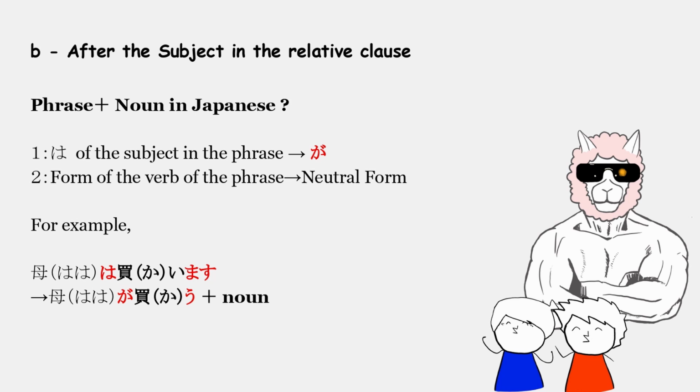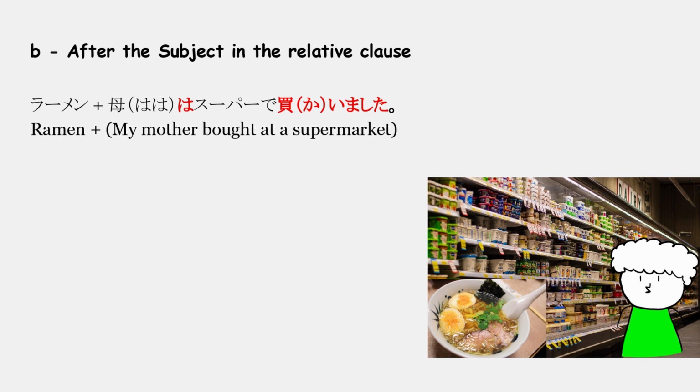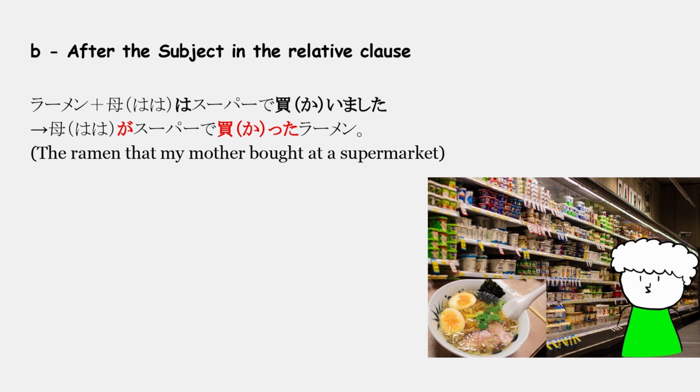So, as you can see, for example, 母は買います becomes 母が買う. And we add it before the noun. Well, try to combine a noun, ラーメン and the phrase 母はスーパーで買いました. 5, 4, 3, 2, 1. That becomes 母がスーパーで買ったラーメン。Is it clear?